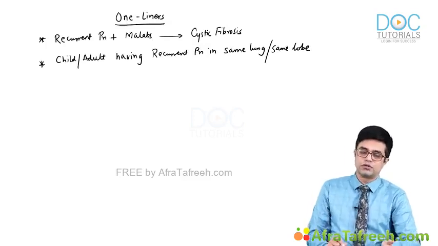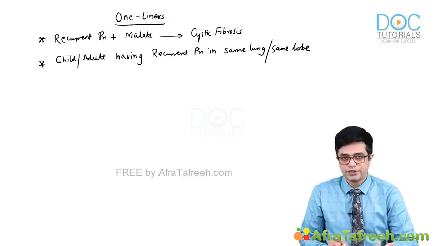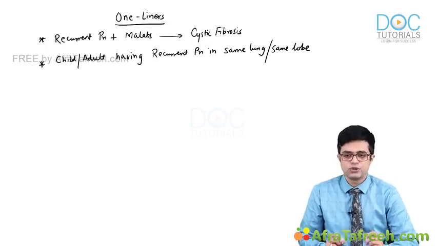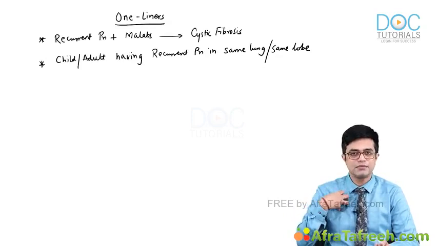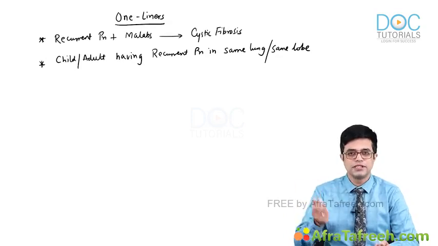A 2-year-old girl developed pneumonia. It was severe pneumonia. Chest X-ray was done. It showed consolidation in the right upper lobe. She was given antibiotics. She got fine. 2 months later, she again developed pneumonia involving the same region, same consolidation. What other investigation will you do?